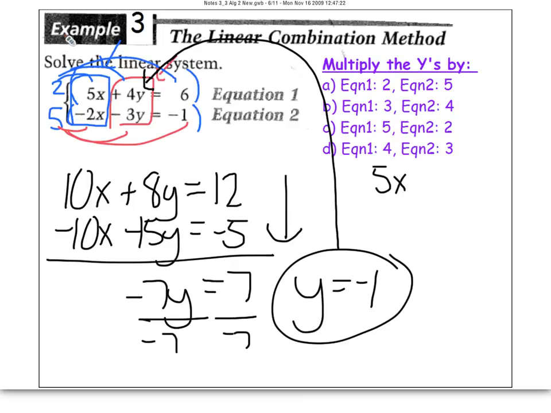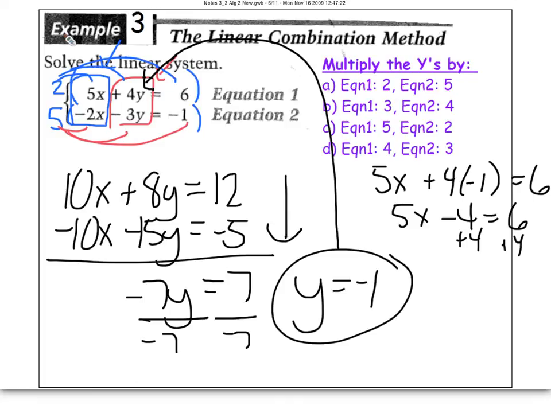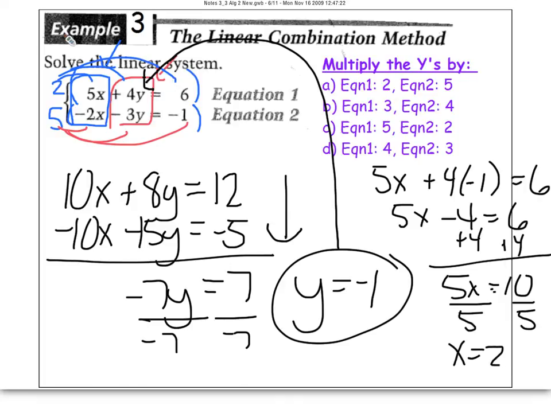So 5x plus 4 times negative 1 equals 6. So 5x, I'll do minus 4 equals 6. I'm going to add 4 to both sides. And wrap it up by dividing by 5. If you do that, x is 2. And if I were to graph these, the two lines would cross at the ordered pair of 2, negative 1.